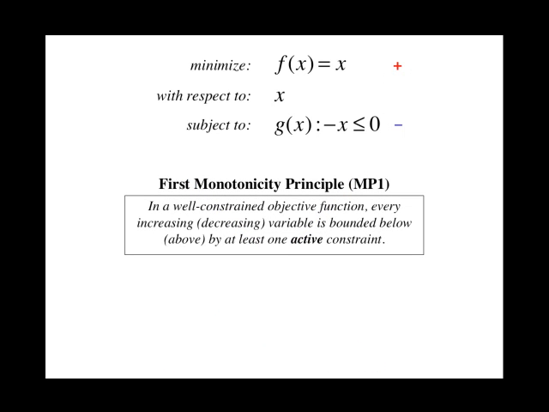And so this is actually generalizable. This is known as the first monotonicity principle. It states that in a well-constrained objective function, every increasing variable is bounded below by at least one active constraint. And likewise, any decreasing variable is bounded above by at least one active constraint. So this means that we can identify these constraints as already being active. In that case, we convert it to an equality rather than an inequality, and we can substitute the solution directly into the objective function. So for a very simple problem, you can actually solve the entire problem by just examining the monotonicity of the functions.